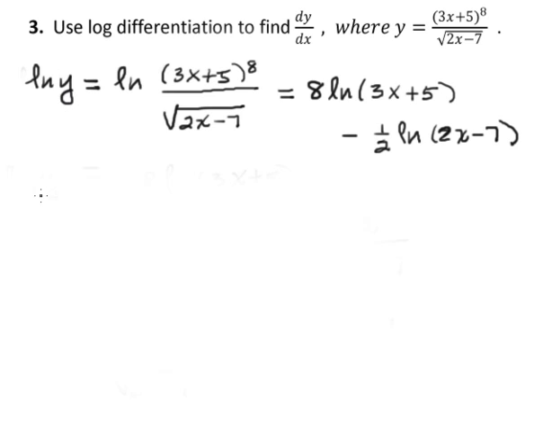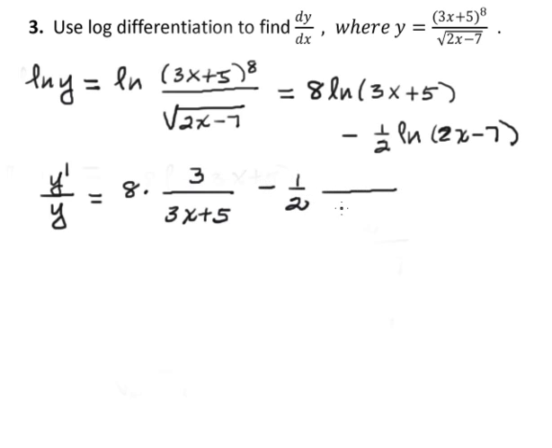On the left, we use implicit differentiation. All right, so we have 1 over y times the derivative of y, that's y prime over y, is equal to, and on the right we have 8, and then 3x plus 5 in the denominator, times the derivative of 3x plus 5, and then 2x minus 7 in the denominator, times the derivative of 2x minus 7. All right, now this isn't quite y prime. This is y prime over y. To get y prime, we're going to multiply both sides by y.